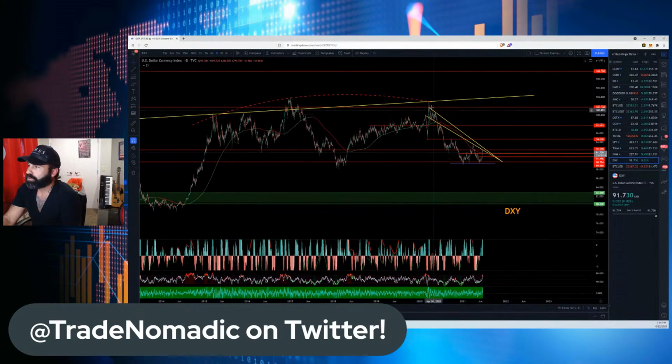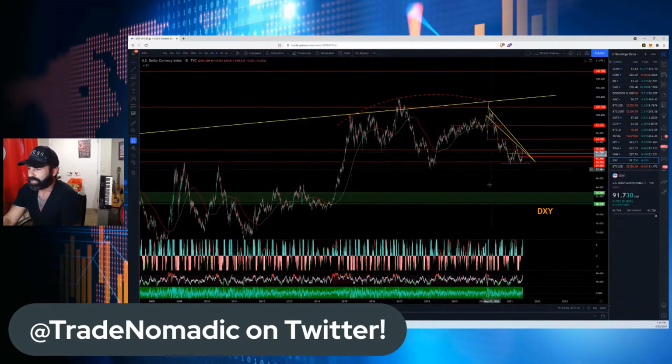You've got two diagonal resistances coming down, two supply lines coming down, and every time we touch it, it gets rejected. And this is after, mind you, this is on a daily chart, so this is a long time frame. This is what Bitcoin just got done seeing, right?